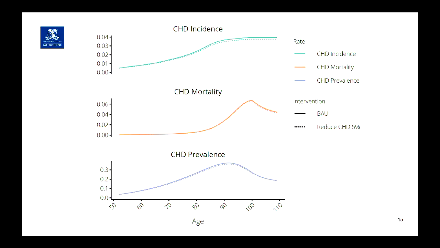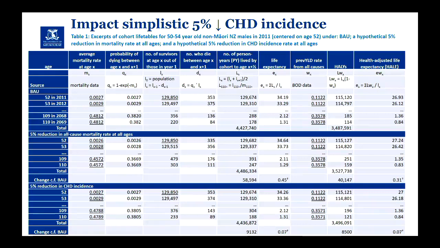So you can see for 5% reduction in incidence, you get a small, modest reduction in CHD mortality and somewhat of a reduction in CHD. These are the things we're capturing here, the difference in height between the solid and dotted lines. And you just go and pop them back in to your main life table here.